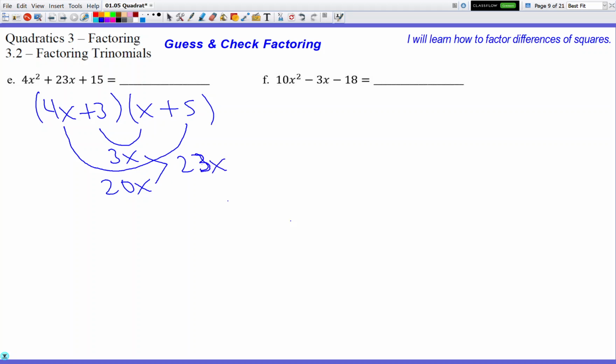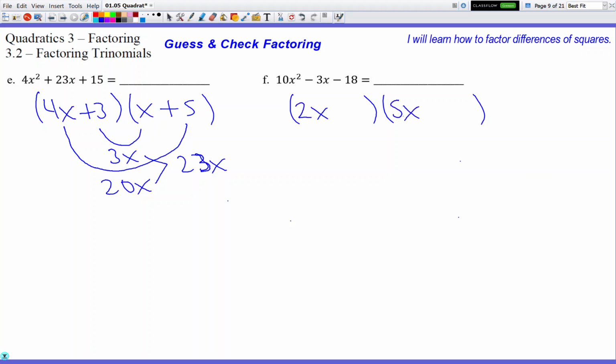Okay, we got our combination that works. So let's go on to letter F. Once again, you're seeing the same thing, right? Blank parentheses. This is where it gets tricky though. There's multiple ways of making 10x squared. We can go 1x, 10x, or we can go 2x, 5x. This particular problem is going to be 2x, 5x. It's not going to be 1x, 10x.